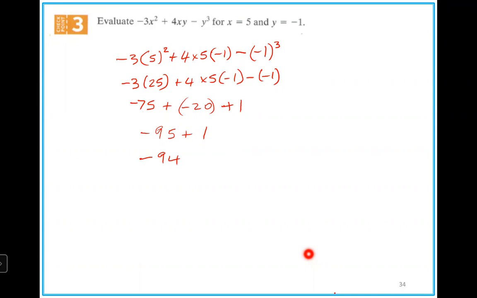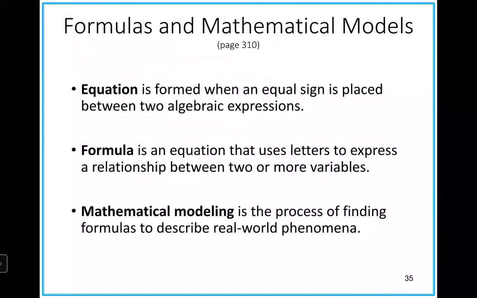All right. So we just have to watch out for those negative values. And also in this case, we had multiple variables, which we had to substitute for. And once we substitute, we do the brackets, if there are any grouping brackets, then the exponents, multiply and divide, then add and subtract.